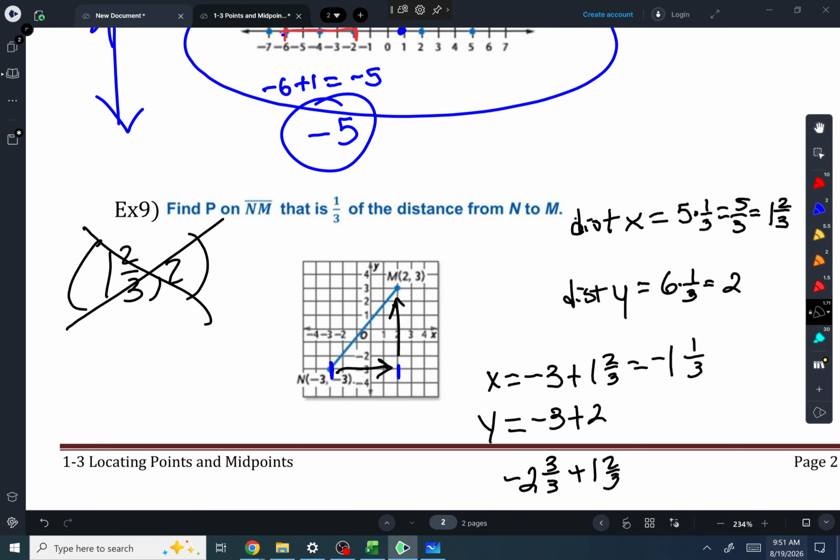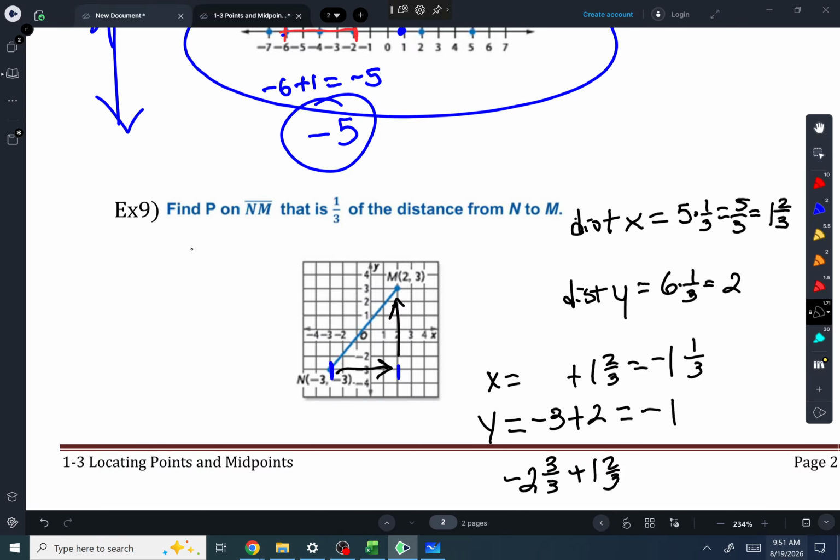Negative 3 plus 2? That one's easy. Negative 1. What does this mean? You've got to move 1 and move 1. So I move it again? No. Not the midpoint. It's the distance that's 1/3 of the distance. I already moved it that amount, I don't have to do it again, right? So where is this point at? Negative 1 and 1/3, comma negative 1.